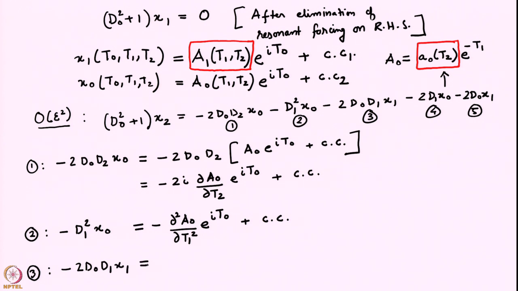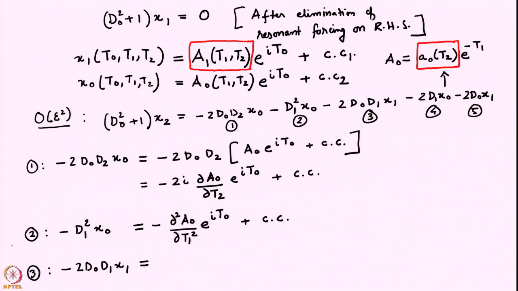We need all of these terms before we can work on the equation at order epsilon square, because each of these terms can potentially produce a particular integral. First, we will have to see whether it produces a resonant forcing term or not. If so, we will have to eliminate the resonant forcing term. Then what is left? We will have to work out the particular integrals of those terms. And then we will have to write the general solution as a linear combination of the homogeneous solution plus the particular integral. So this is the general structure that we will follow.